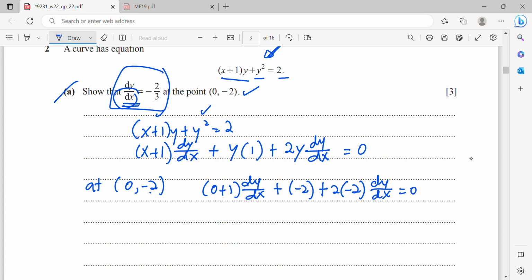From here, when you simplify the first and third terms, the first term is 1 dy/dx and the third term is minus 4 dy/dx, so you will get negative 3 dy/dx. And then this minus 2 will be moved to the right side because you need to get dy/dx. So from here, your dy/dx will be negative 2 over 3. So we solved this question using implicit differentiation.